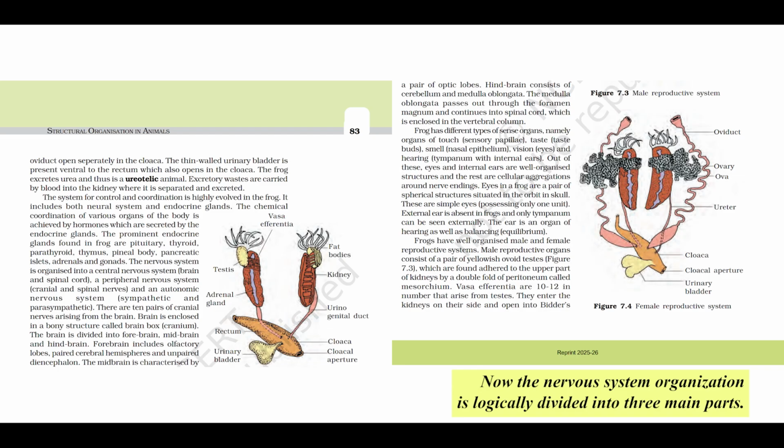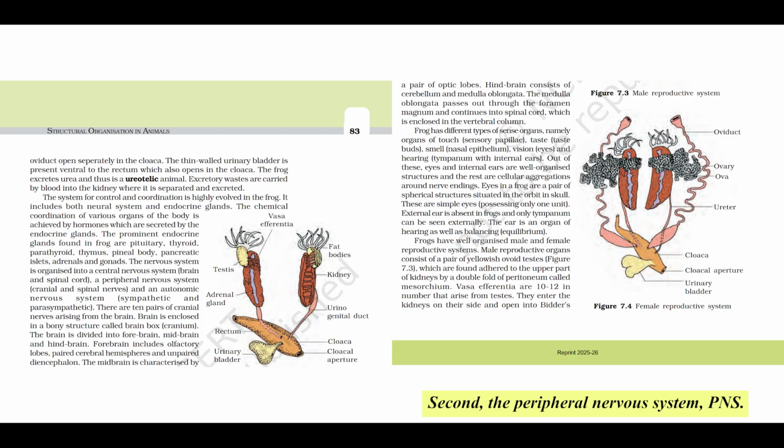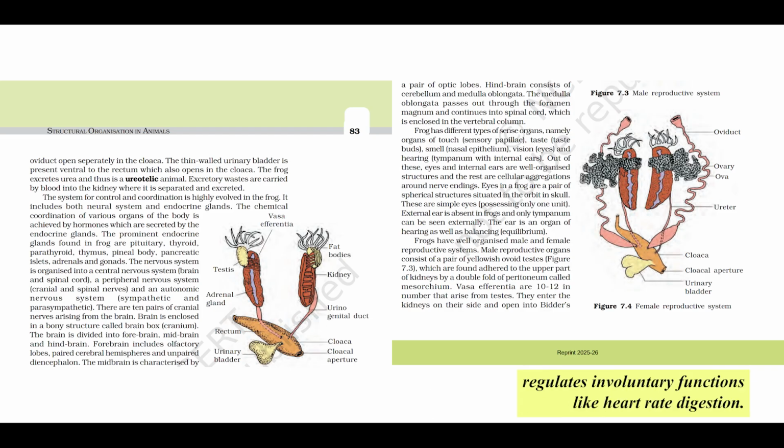Now, the nervous system organization. It's logically divided into three main parts. First, the central nervous system, CNS, the command center, comprising the brain and spinal cord. Second, the peripheral nervous system, PNS, all nerves extending from the CNS acting as communication lines. This includes cranial nerves, 10 pairs from the brain, and spinal nerves from the spinal cord. Third, the autonomic nervous system, ANS, regulates involuntary functions like heart rate, digestion. It's further divided into sympathetic, fight or flight, and parasympathetic, rest and digest systems.